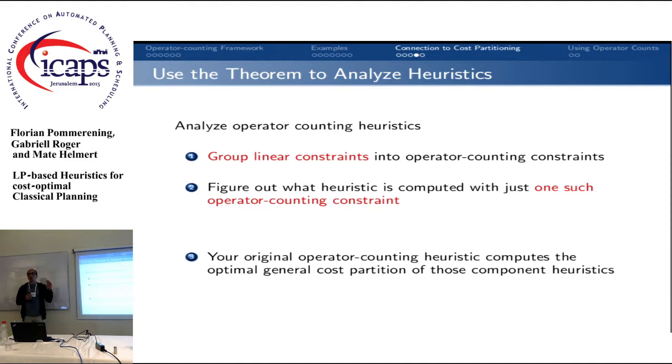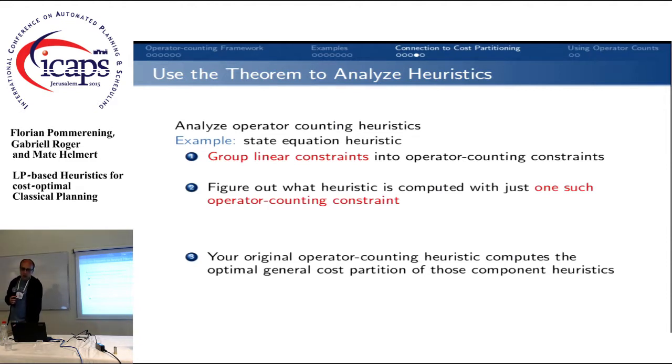And then we have to figure out what heuristic is computed by each individual operator counting constraint, so by each group of these constraints. And once we have figured this out, we know by the theorem that the original operator counting heuristic is a general optimal cost partitioning of these component heuristics. And I'm going to make an example here using the state equation heuristic.